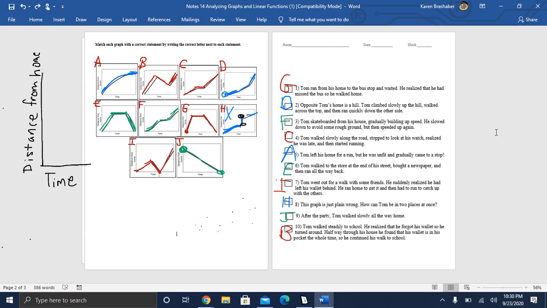So those are your correct answers. Again, it goes G, D, F, C, A, E, I, H, J, and B. And hopefully listening to those explanations will help you realize how that analysis of the graph worked.